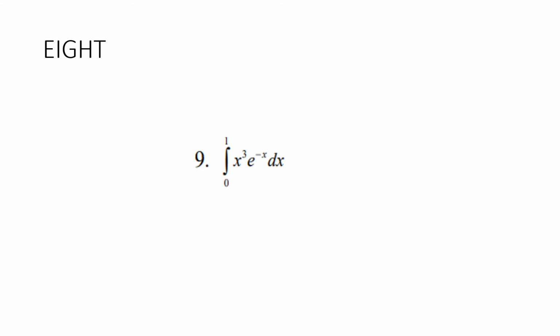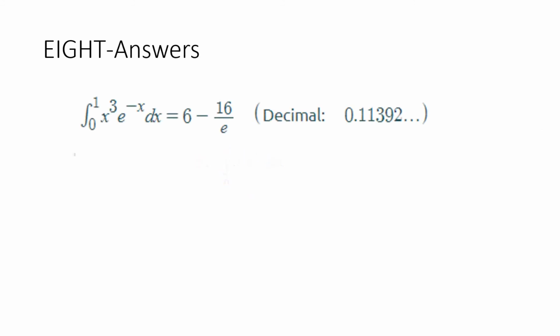Number 8, you have to integrate by parts 3 times. And this is what you get, 6 minus 16 over e. Usually I'll be asking for the exact answer. This is where you would leave it. But again, if your answer looks different, I'll check it to see.